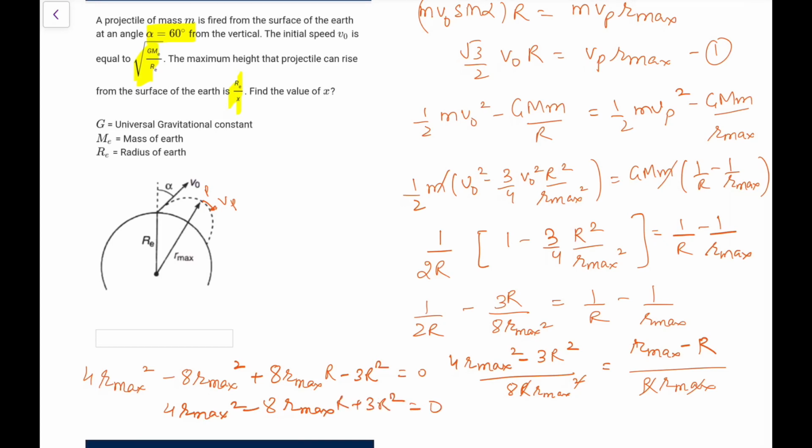The factors are 6 and 2, so what I will get is 4 r max square minus 6 r max r minus 2 r max r plus 3 r square equal to 0. Taking 2 r max common, I get 2 r max minus 3r, and here I take r common, so again 2 r max minus 3r. So r max is r by 2, which is not possible, so that would be 3r by 2. So the maximum height 3r by 2 means this distance would be r by 2, so the value of x comes out to be 2.